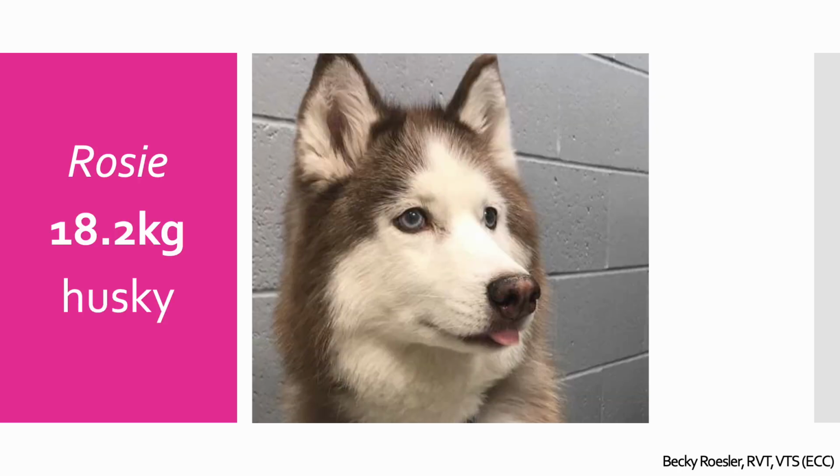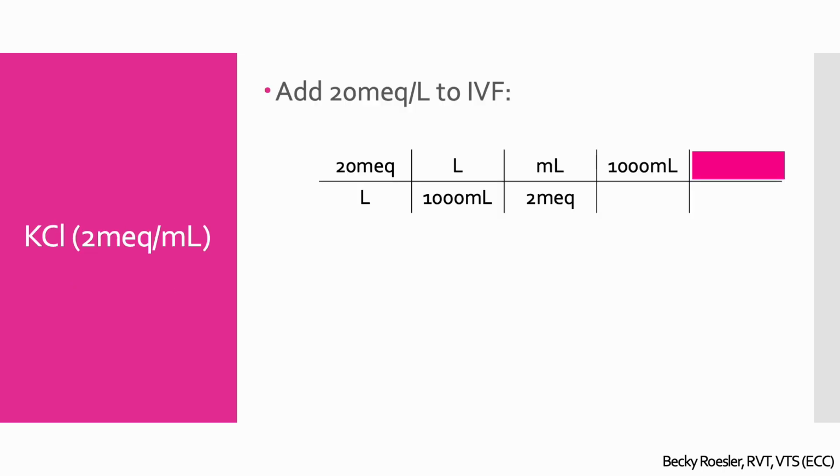Okay, so let's get into some more examples. For all these problems, we're going to be using Rosie the Husky, who weighs 40 pounds, which we just figured out is 18.2 kilograms. We're going to start off with KCl, potassium chloride, which is a very common fluid additive in the ICU.